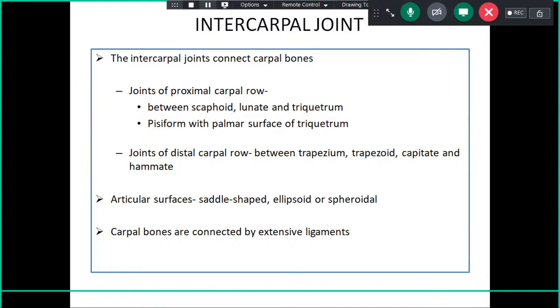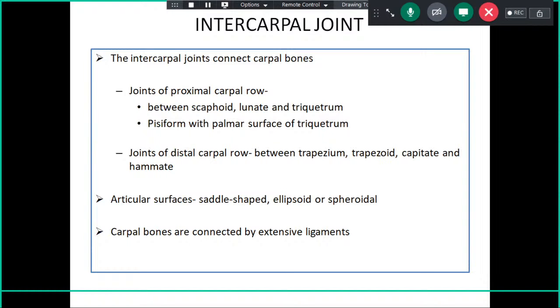Okay. Coming to the intercarpal joints. The intercarpal joints connect the carpal bones with each other, as the name suggests. The joints of the proximal carpal row are in between the scaphoid, lunate and the triquetrum, and pisiform forms a separate joint cavity with the palmar surface of the triquetrum. The dorsal surface of the pisiform will form a joint with the palmar surface of triquetrum, forming the pisiform joint. The joints of the distal carpal row are between trapezium, trapezoid, capitate and hamate. The articular surfaces of these joints can be saddle shaped, ellipsoid or spheroidal.